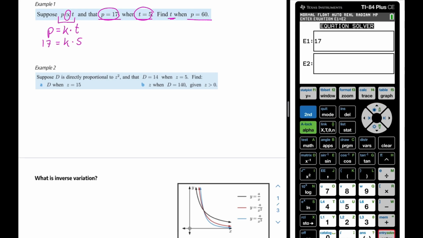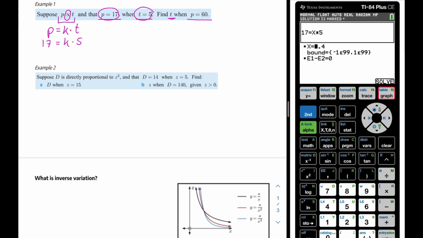So 17, and then we have x times 5, and we're going to get that the value of x, or k in this case, is 3.4. So that means that the function that exists between p and t is that p is equal to 3.4 times t. So we're looking for t when p is equal to 60. So 60 is equal to 3.4 times t.